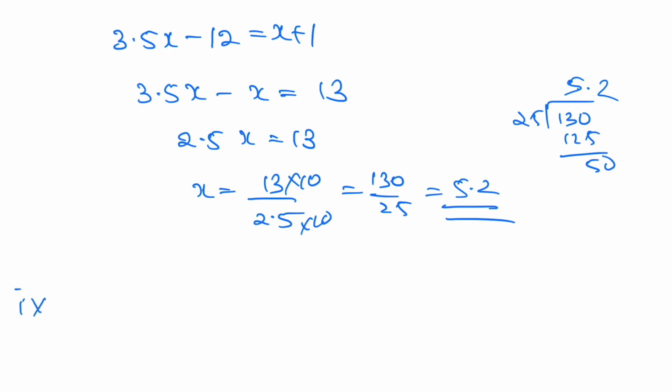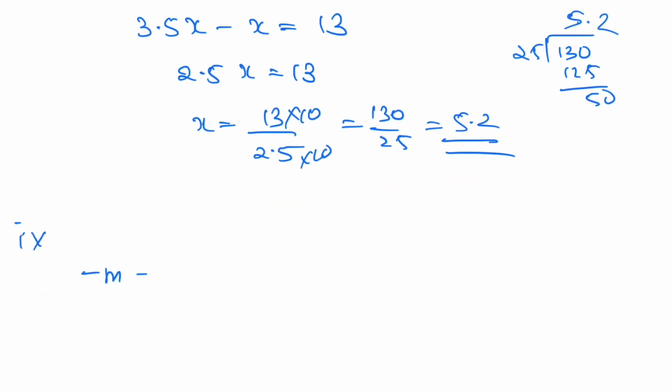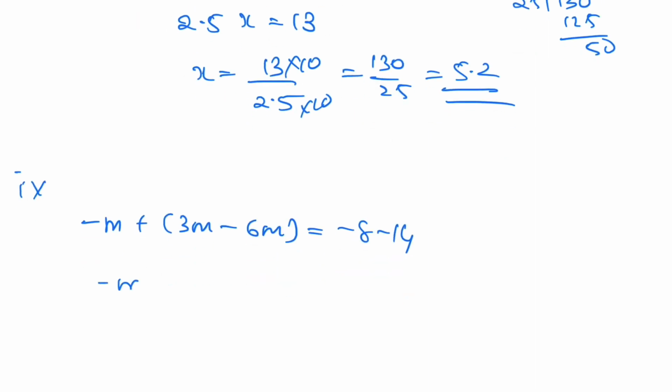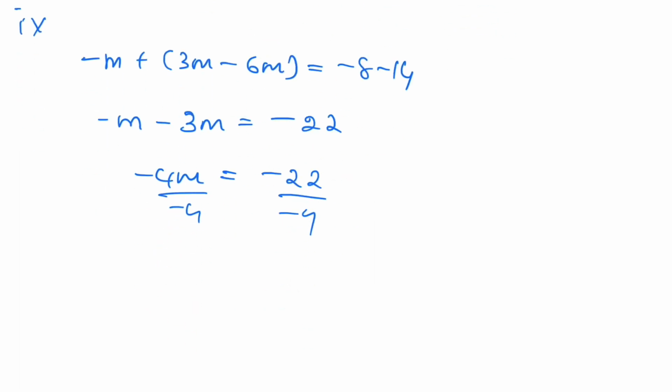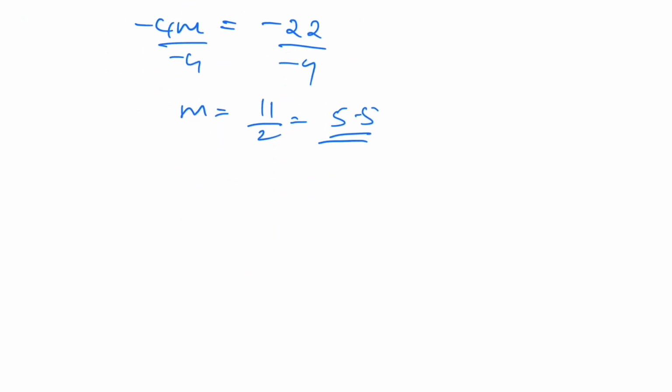Ninth one you have minus m plus 3m minus 6m, minus 3m equal to minus 22. Minus 4m is equal to minus 22. Divide by minus 4 on both sides. So m is equal to 11 by 2, that is equal to 5.5.